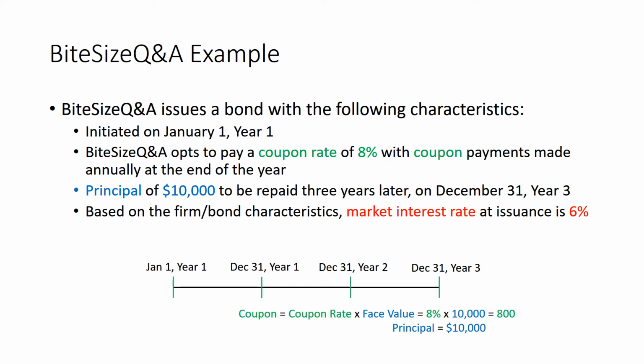So the first thing we can find out is what is the coupon payment. So coupon payment equals the coupon rate multiplied by the face value. So that's 8% times $10,000 or $800. So the firm will be paying $800 to their investors at the end of December 31st, years 1, 2, and 3, plus a payment of $10,000 to the investors on December 31st, year 3.